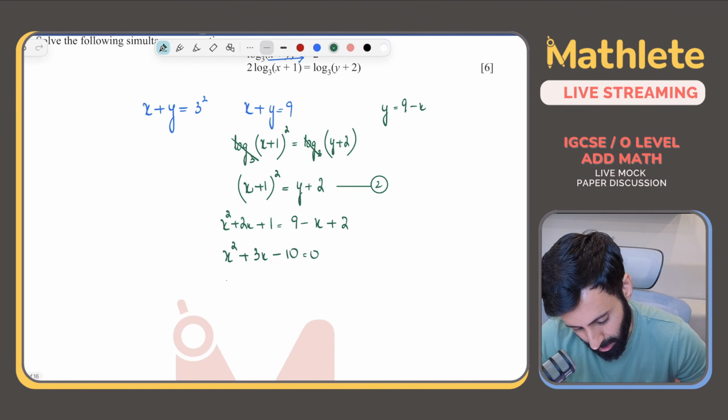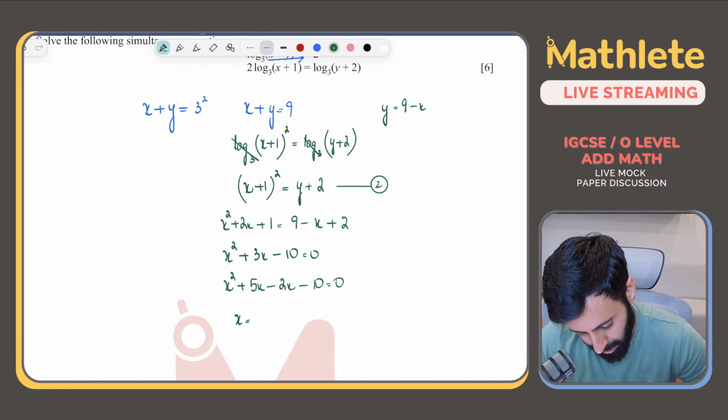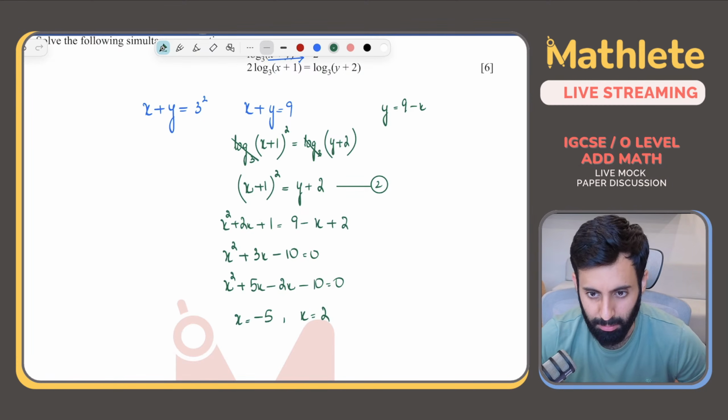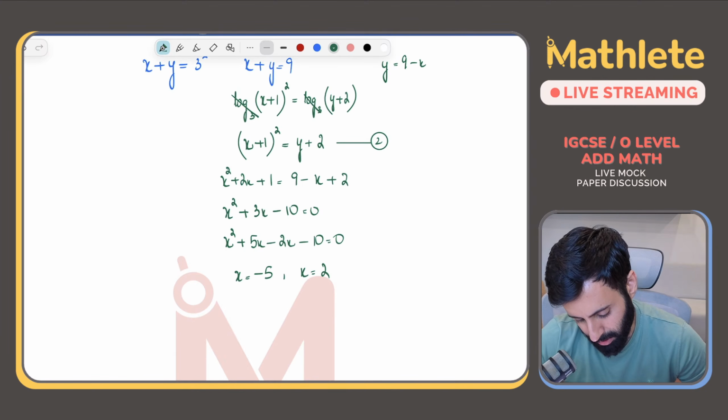Now let's do middle term breaking. So we have x squared plus 5x minus 2x minus 10 equals 0. Now I'm cutting down a bit on the working. x equals minus 5 and x equals 2. Okay, to save time, I took (x plus 5)(x minus 2) common.